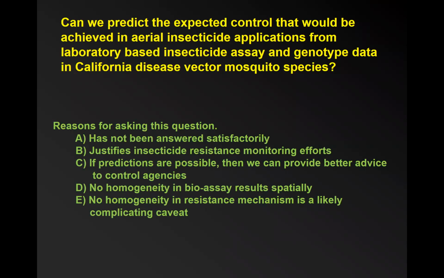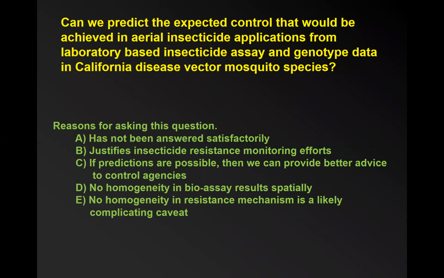What makes things very difficult is there's no homogeneity in the bioassay results spatially. So I can't just take a mosquito from one location in California, get an answer, and advise all the districts throughout California, because there's just too much heterogeneity. So we have to do resistance testing on multiple populations and multiple times of year to really get an appropriate answer.